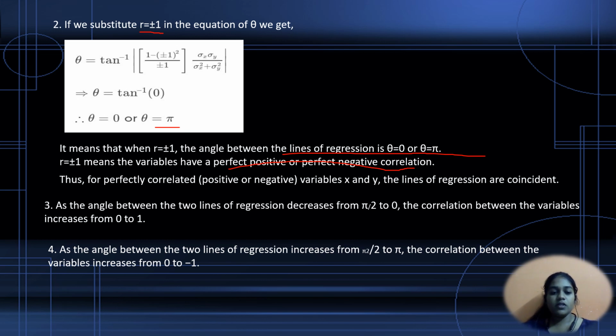As the angle between the two lines of regression decreases from pi by 2 to 0, the correlation between the variables increases from 0 to 1. As the angle between the two lines of regression increases from pi by 2 to pi, the correlation between the variables increases from 0 to 1 in magnitude.